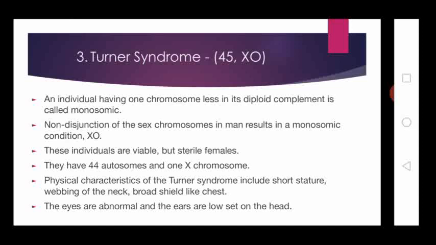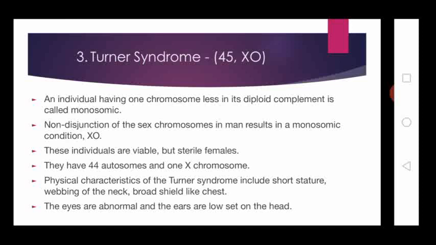because that means they do not carry an extra X chromosome or even a Y chromosome. These individuals are viable but sterile females. As these individuals do not carry a Y chromosome, they will surely be females, but they are sterile. They have 44 autosomes and only one X chromosome. These individuals carry 44 autosomes plus 1 X chromosome.